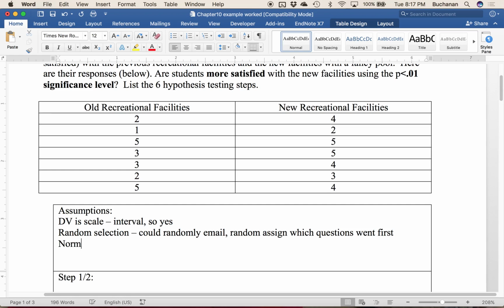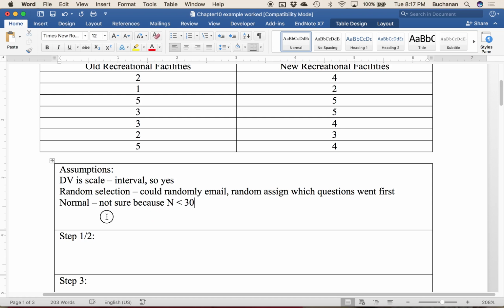And is it normal? Okay, the assumption is that it's normal, or the question is whether it's normal. So don't just write any less than 30. You say not sure, because we can't assume it because n is less than 30. So the assumption isn't that the sample size is 30. Remember, the assumption is is it normal, which we can be assured of if the sample size is 30.